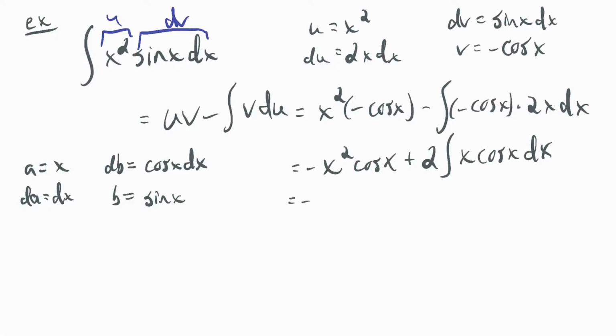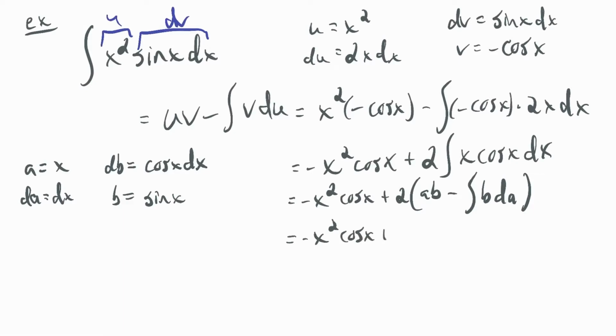So this equals negative x squared cosine x plus 2 times, I'll write it this way, ab minus the integral of b da, which equals negative x squared cosine x plus 2 times, well, a times b is going to be x sine x, minus the integral of b da, so sine x dx.